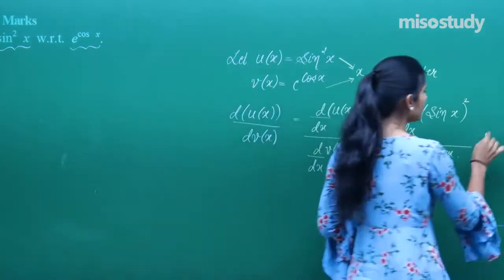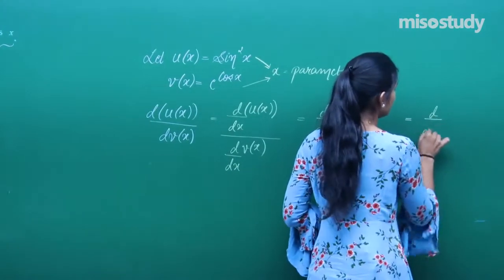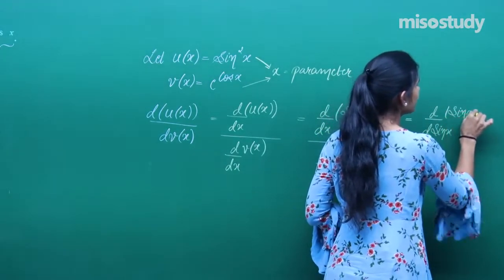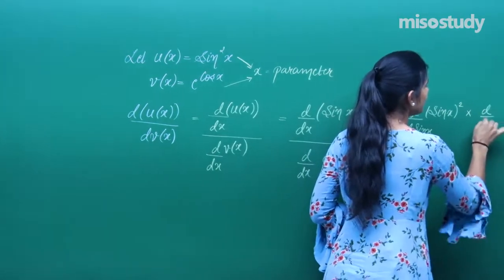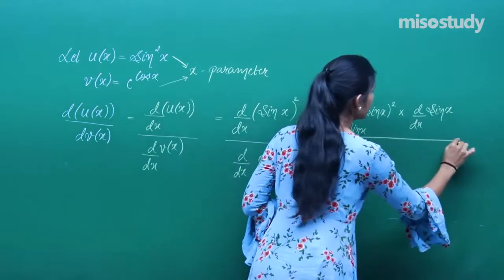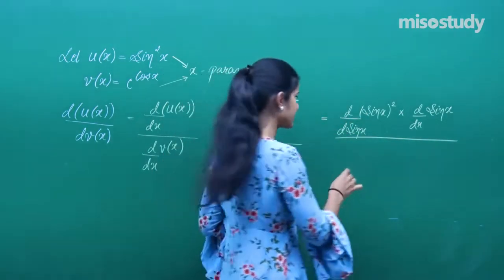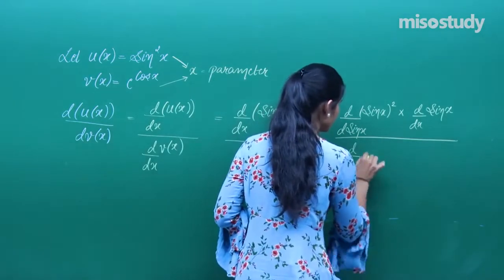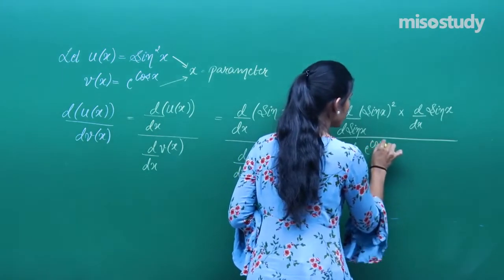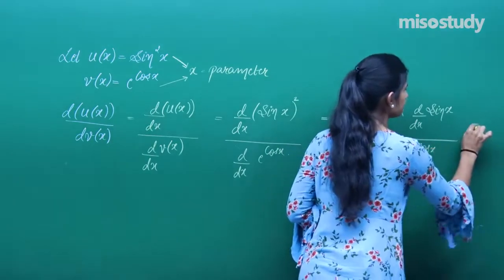Again by chain rule, what do you get? d/dx of sin square x is nothing but d/d(sin x) of (sin x) whole square, into d/dx of sin x. That's the chain rule for composition of functions, right? What is this? Exponential of cos x. Again composition, again chain rule: d/d(cos x) of e to the power cos x, into d/dx of cos x.